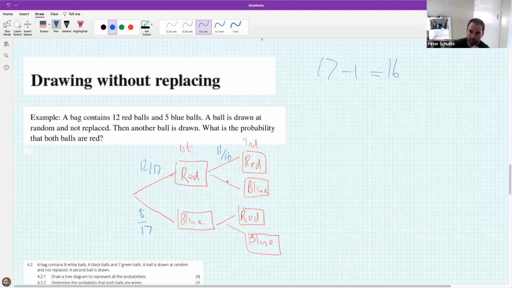Because you chose your first round and you got a red, there are only 16 left inside the bag. And of those 16, there are only 11 red ones that are left. Now, there's two ways of doing this next bit, but I think you'll all agree this has to be out of 16. What do you think is going to go above the 16?